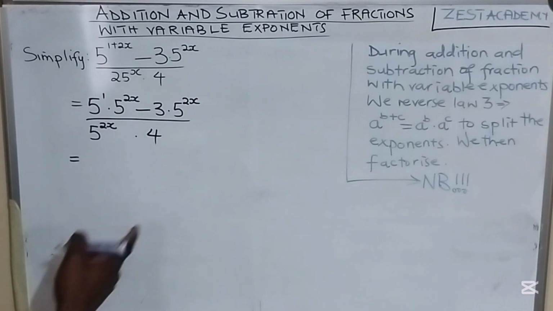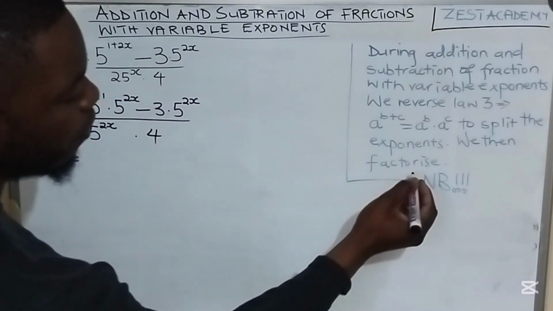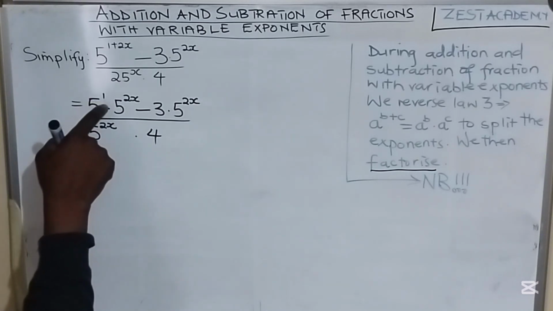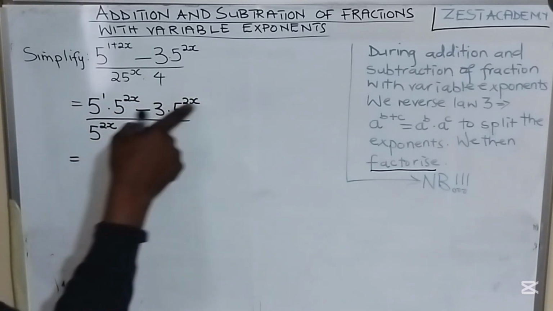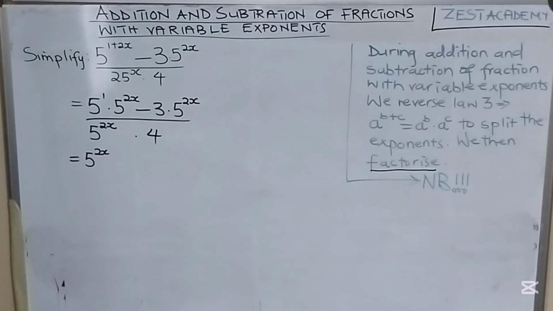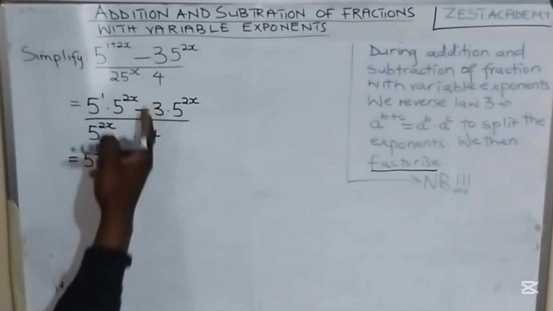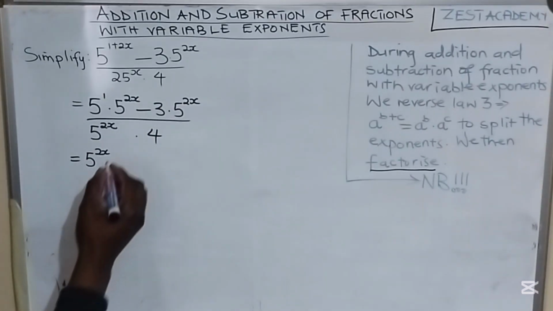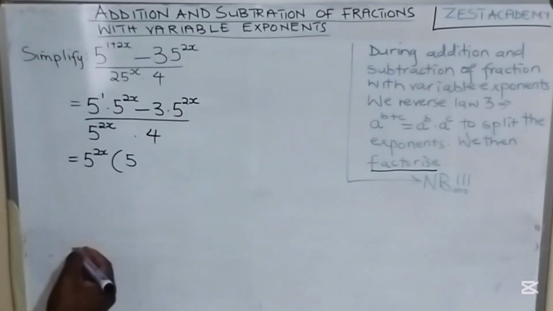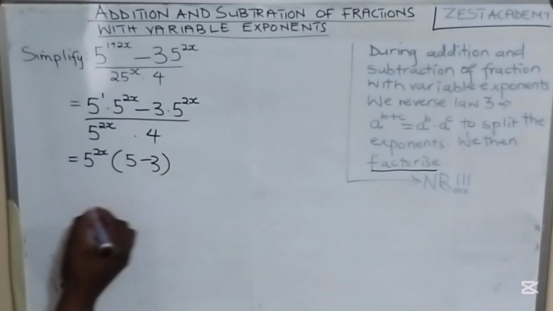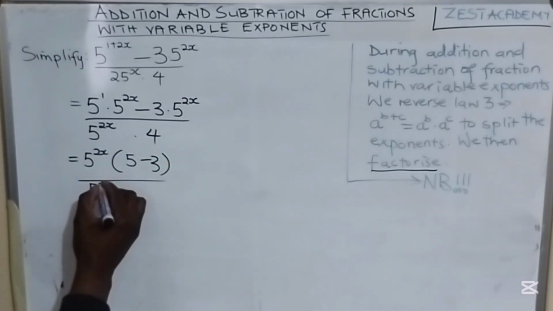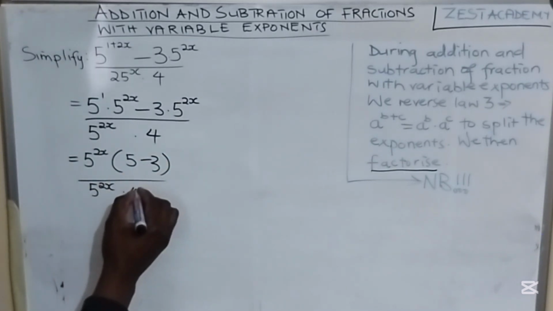Then what do we do after this? We then factorize. So let's factorize. What is common here and there? It is 5 to the power of 2x, so let's take it out. If we factorize that, what is left is 5 to the power of 1, that's 5, minus 3 on top, and at the bottom, we still have 5 to the power of 2x times 4.